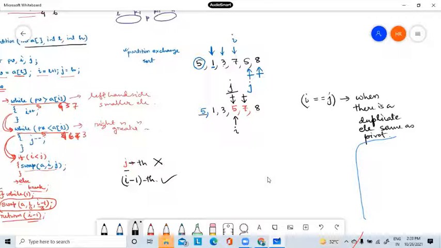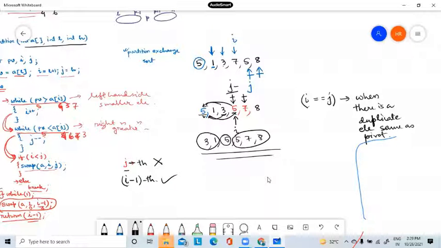But if I interchange pivot with I minus 1, what is I minus 1? I is this position, I minus 1 is this position. So now if I interchange these two, see, it will give us a sorted array. Pivot will get its proper position, with this side and this side being two different sides. But if I interchange with the jth element, 5 will be interchanged with 5, which will have no effect. But if I interchange with I minus 1, then I will get one sorted sequence.